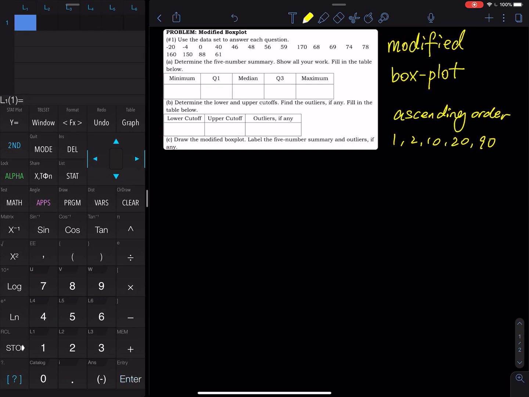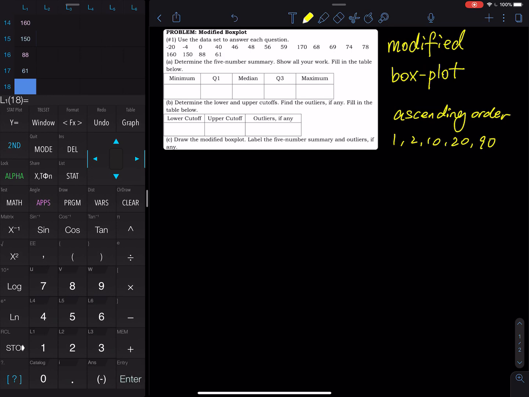So we type -20, not minus, negative. The negative key is between decimal and enter. So -20, and then we type -4, 0, 40, 46, 48, 56, 59, 170, 68, 69, 74, 78, 160, 150, 88, and 61.